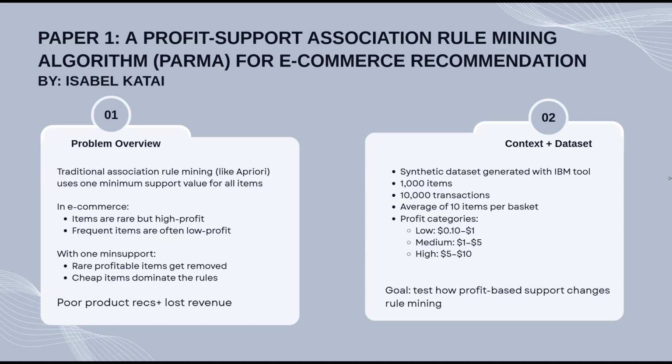So the first article I chose introduces a new way to mine association rules that focuses on profit rather than just frequency. This article is titled An Association Rule Algorithm for Online E-commerce Recommendation Service by Dai and Zhang.